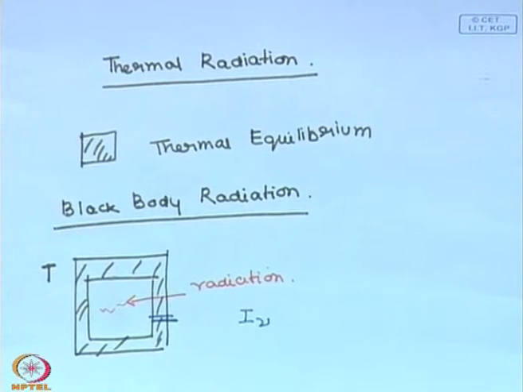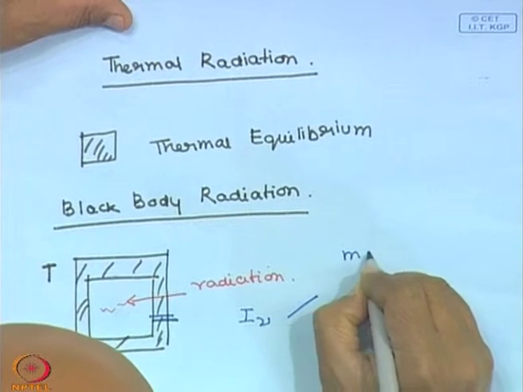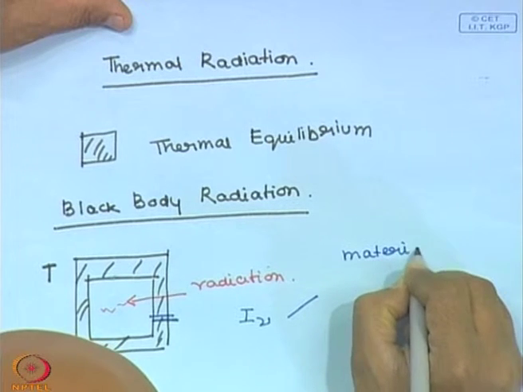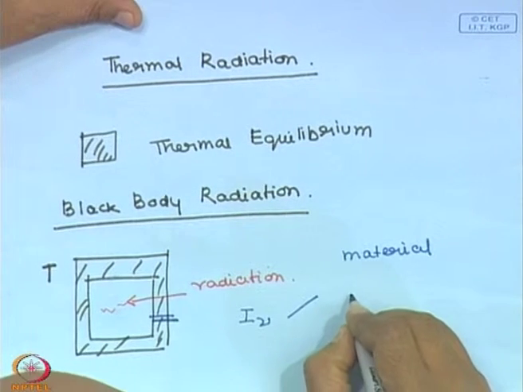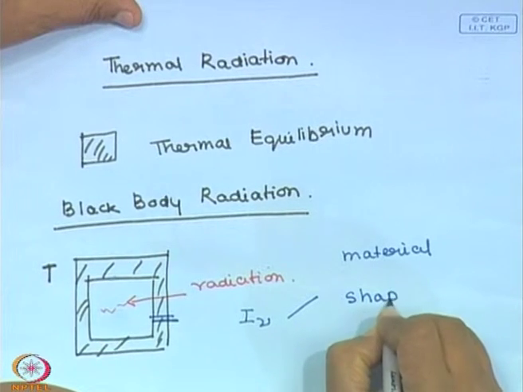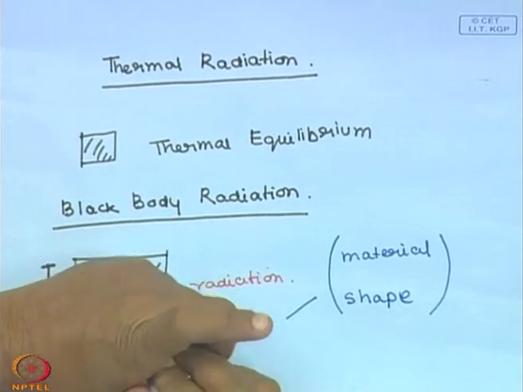Now, the first thing that we are going to see is that the specific intensity of black body radiation does not depend on the material that makes up the black body, neither does it depend on the shape. So, this does not depend on the material that makes up the walls of the cavity, neither does it depend on the shape or any other property of the cavity. It does not depend. Okay.